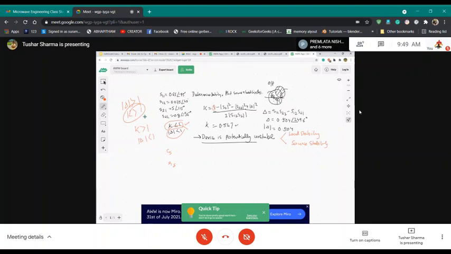But if k, there can be a case where delta is less than 1 but still k can be greater than 1, then it's again unconditionally stable. But if delta is also less than 1 and k is also less than 1, then it's potentially unstable. If delta is greater than 1 and k is less than 1, that case is very unlikely, but if that also happens, still k is less than 1, so it will be potentially unstable.